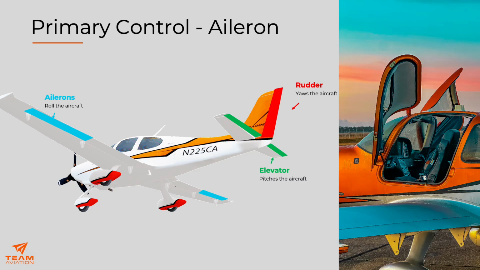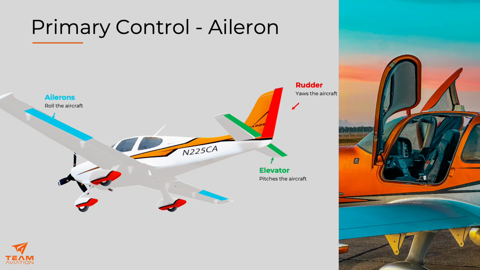Let's take a look at how the primary flight controls are laid out on the aircraft. Here on the wing, we have the ailerons, shown in blue. These are responsible for rolling the aircraft, allowing the pilot to bank left or right. When one aileron moves up, the other moves down, creating that rolling motion.